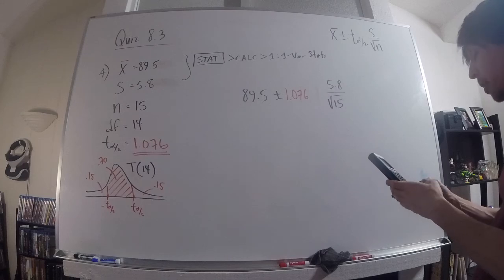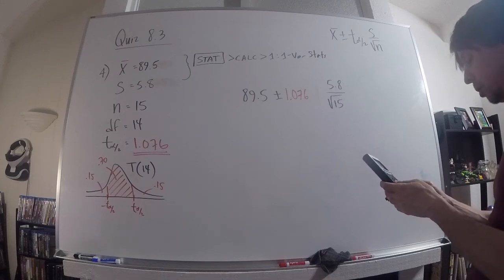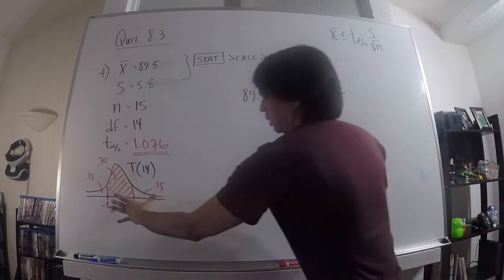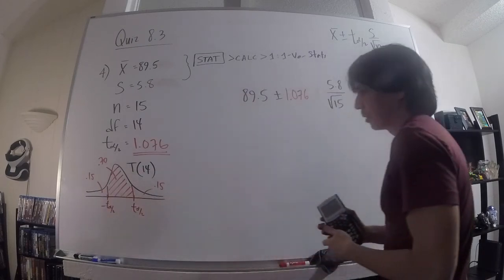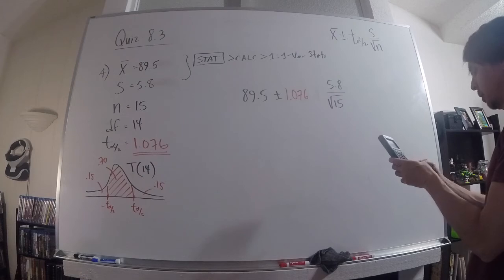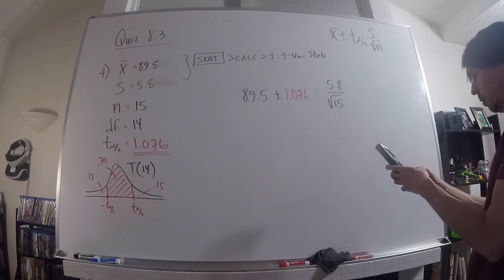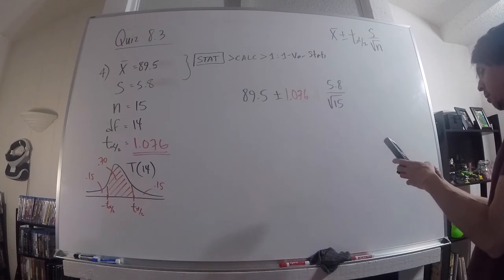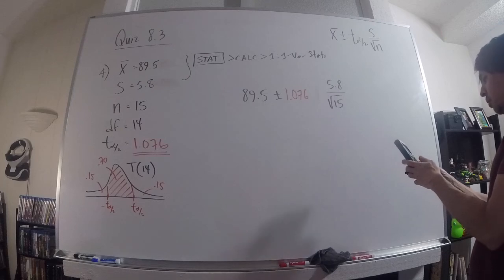That's it. I'm redoing the same thing, but with a new t. And that means my margin of error is different. It's going to be smaller, because again, it went narrower, so it's a tinier, smaller margin of error. 1.076 times 5.8 divided by square root of 15 is 1.6.